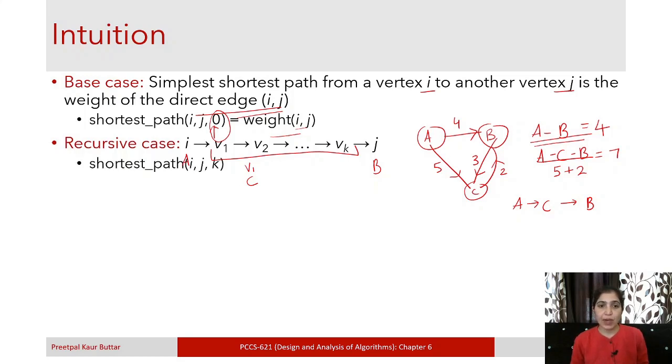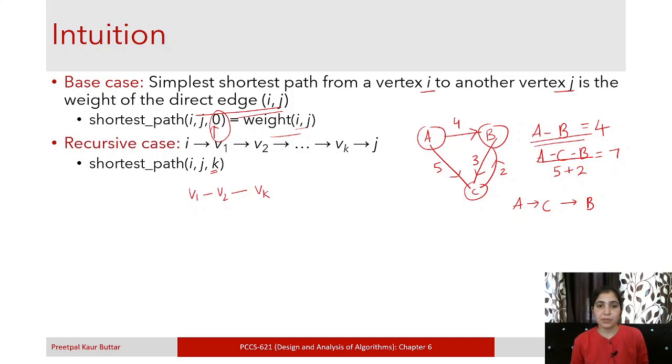So if you want to find the shortest path between I and j, when you are not talking about a direct edge, then we will write it as I, j, k. So here we wrote 0. 0 means this is a direct path. There is no intermediate edge between I and j. And here we have written k. K means there are some intermediate edges between I and j, and those are V1 to V2 to Vk.